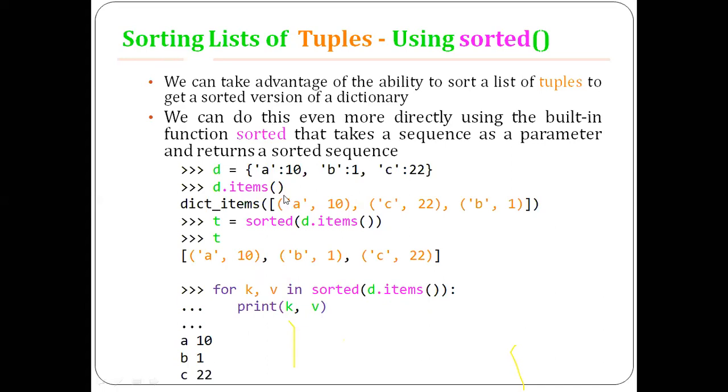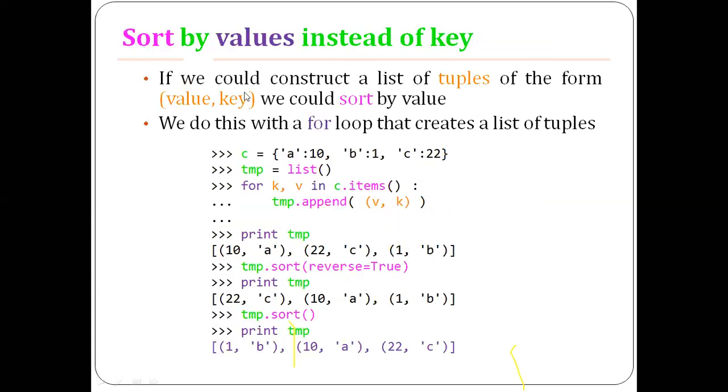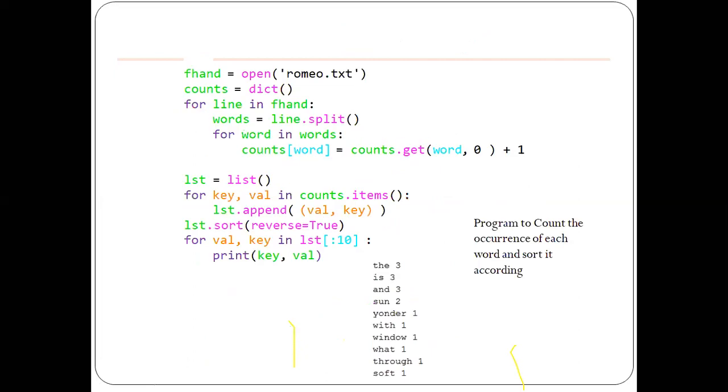So how do you do that? You just extract the items from the dictionary, right? Once that is done, you can do the sorting operation, that is, for k, v in sorted of dictionary items. And if we construct a list of tuples of the form value and key, we could sort by value as well. You can sort it by value as well. So that is how you sort the elements, right?